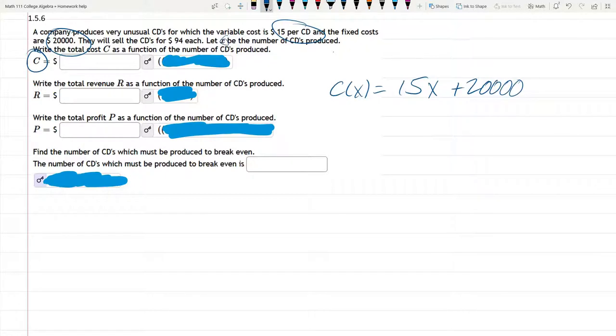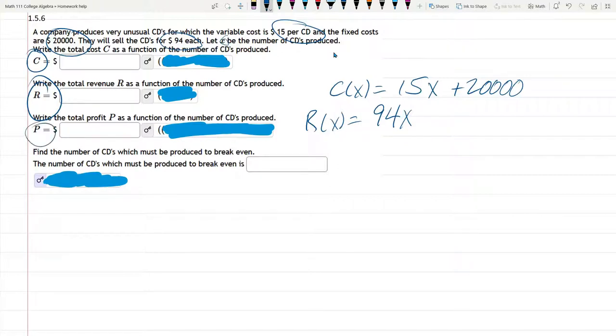The revenue is R, and it's the revenue of x CDs. Now we need to read some more. The CDs will sell for $94 each. Those must be very unusual and valuable CDs. $94 each. So just like the cost, we have 94 times x. So if we sell one CD, we make 94. Two CDs, 2 times 94, whatever that is, 188-ish. Three CDs, 3 times 94, etc. So that takes care of the revenue function.